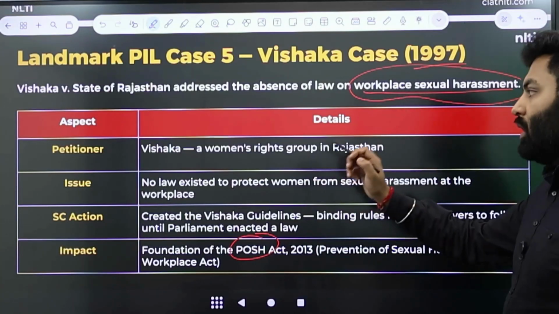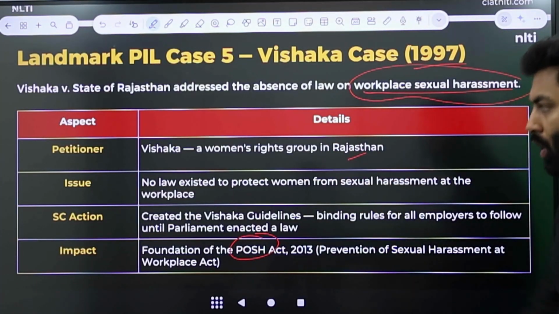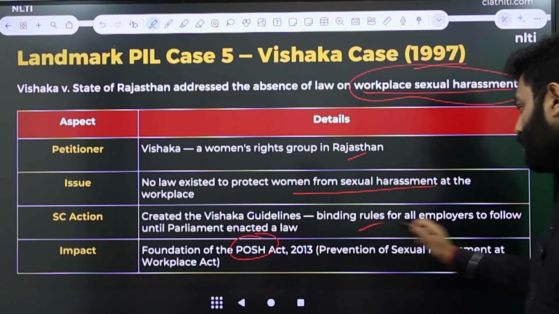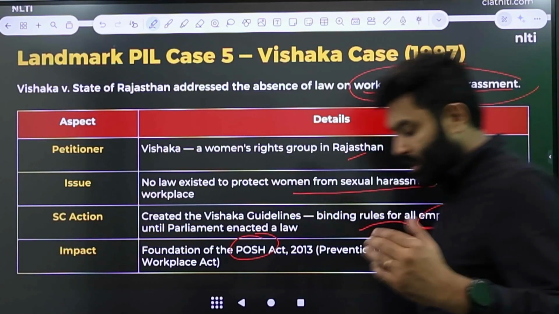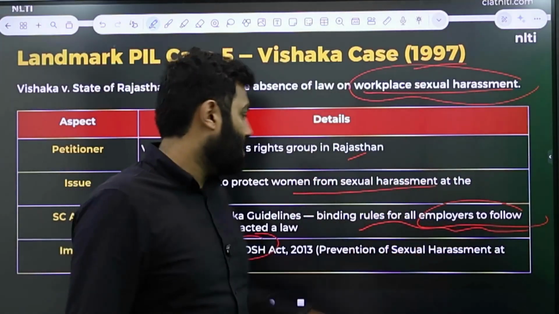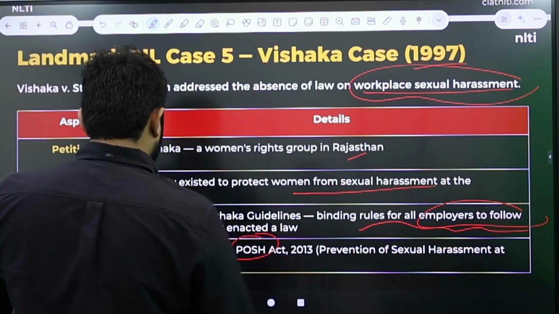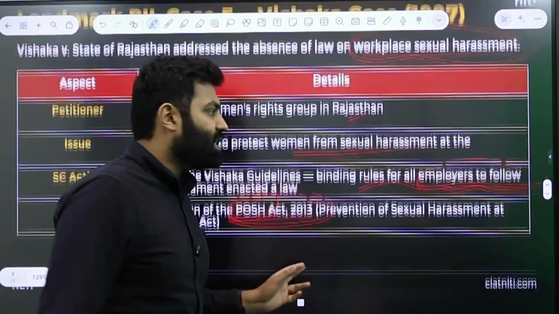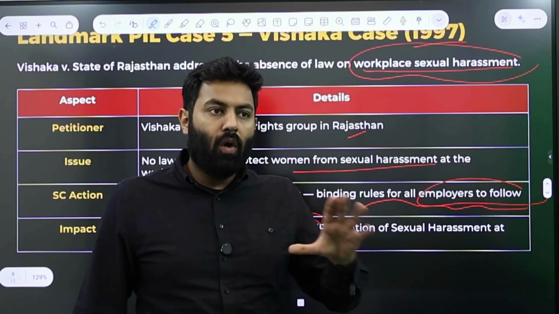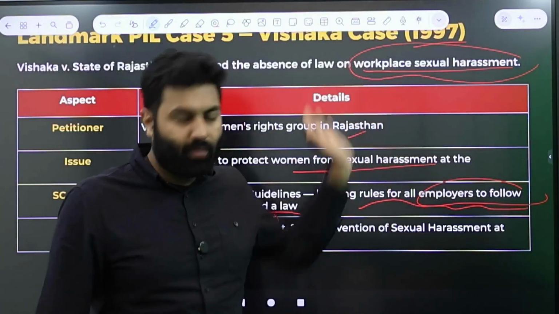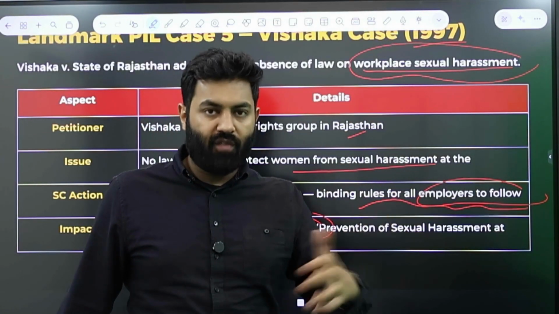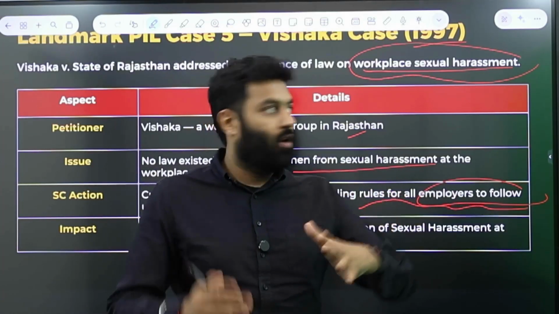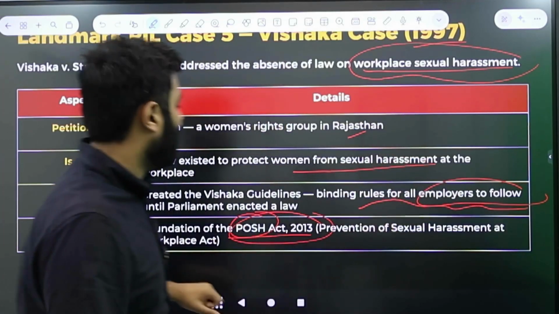Okay. A women's rights group in Rajasthan. No law existed to protect women from sexual harassment at the workplace, so the court created the Vishaka guidelines, binding rules for all employers. Employers are the ones who give you the job. All employers had to follow them until Parliament enacted a law. The law we now know as the POSH Act 2013. And you can also say the POCSO was somewhat inspired by these guidelines, right? POCSO is the Protection of Children from Sexual Offences. That POCSO and POSH, they started from the PIL of 1997, right?